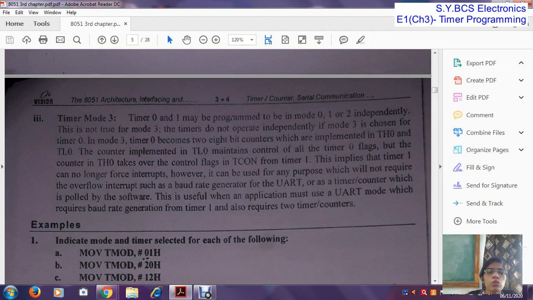for UART. So in mode 3, timer 0 becomes two 8-bit counters implemented in TH0 and TL0, so it is not possible to use the timer independently in mode 3. Therefore, timer 0 and timer 1 are programmed in only mode 0, mode 1 and mode 2.